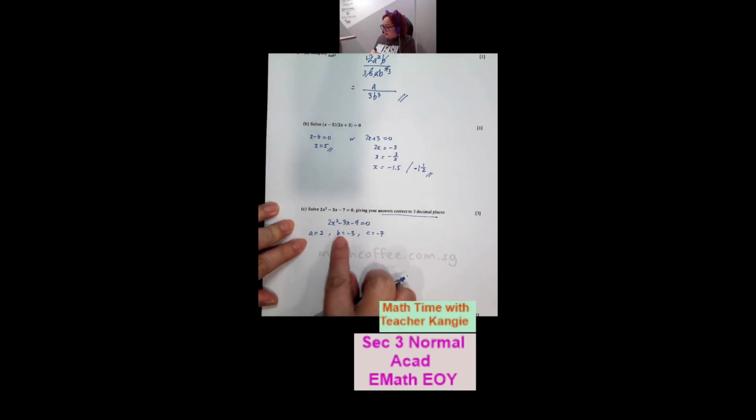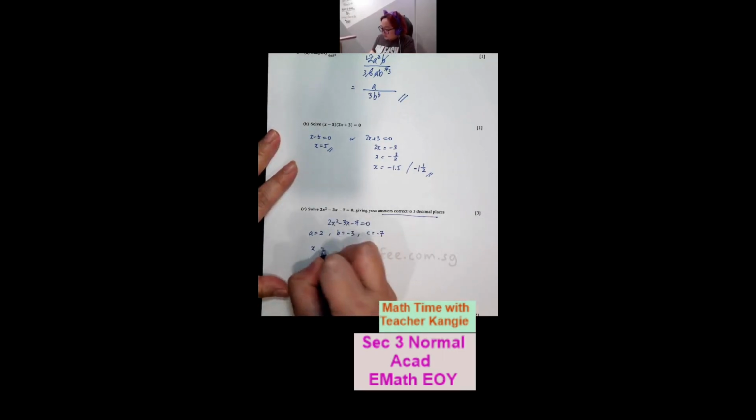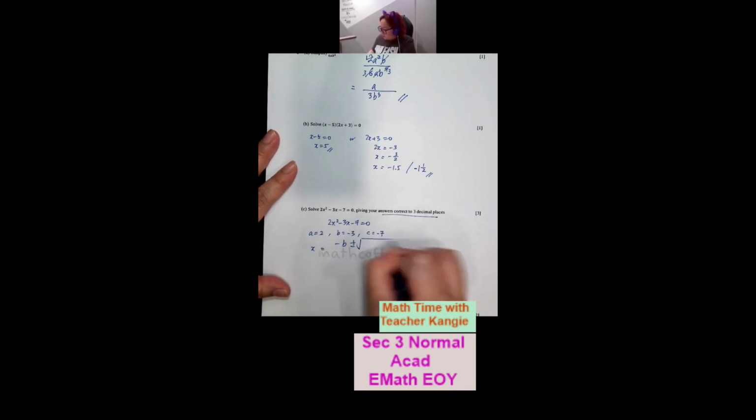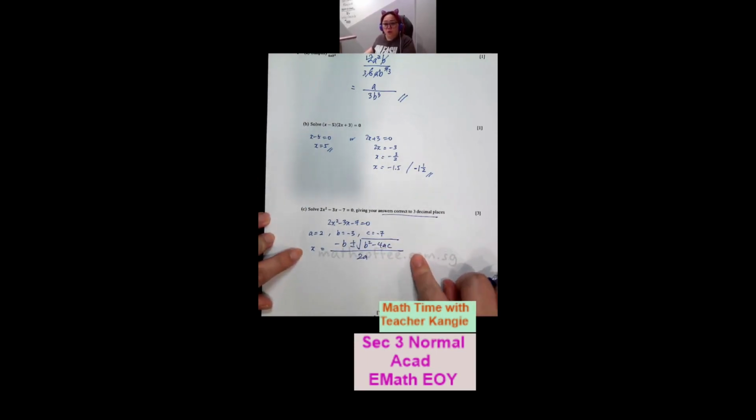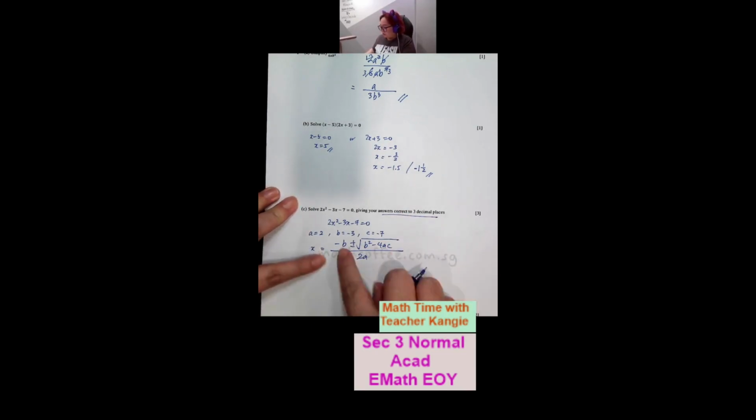So after you have A, B, C, of course you need to use the formula, correct? So the formula is x equals minus b plus minus square root of b squared minus 4ac, over 2a. So this is the quadratic formula that you need to remember. Now after you already have your A, B, C, you can put in your values.